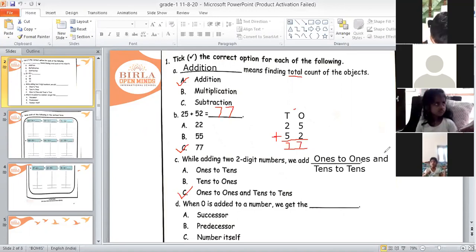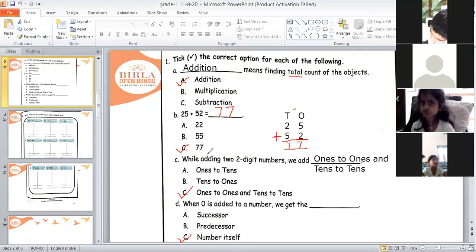Ananya, unmute yourself and tell me, whenever we are adding 0 to any number, we are getting the number. We are getting the same number or any other number? Number itself. Yeah. Children, we are always getting that same number back, or you can say the number itself. Very good, Ananya. So whenever you are adding 0 to any number, that number will not change. We will get that same number back, or you can say the number itself. So third option is correct.